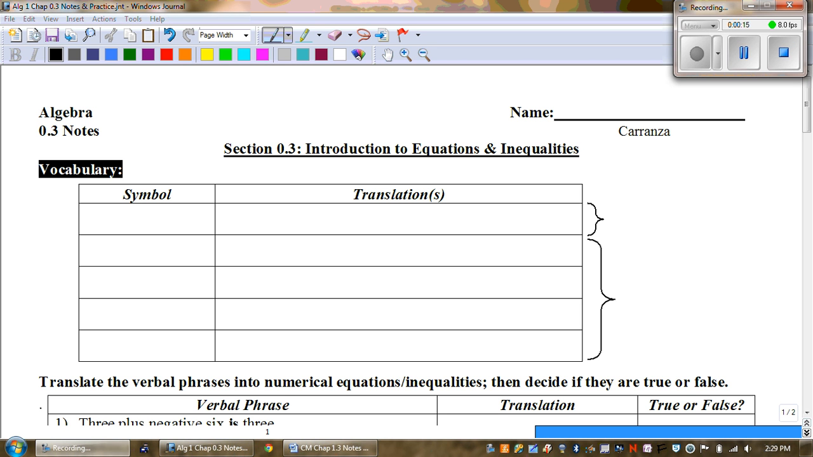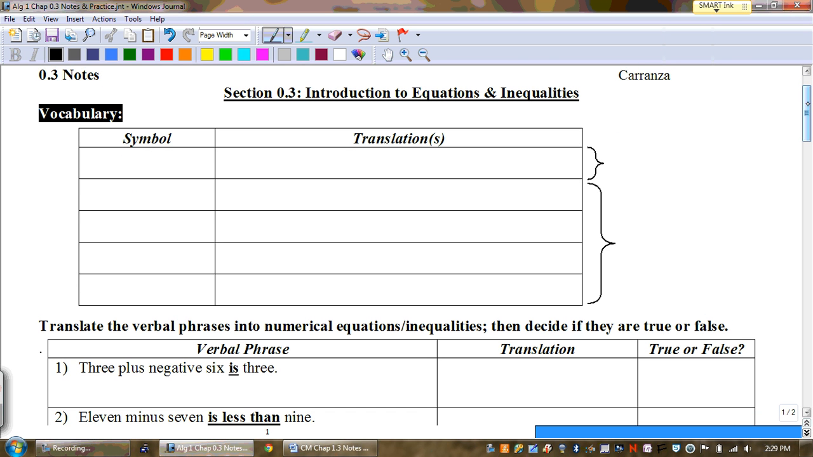Today we are talking about an introduction to equations and inequalities. So let's go through some symbols and translations. Now some of these symbols might look familiar. Congratulations, they should look familiar. You have used them before.